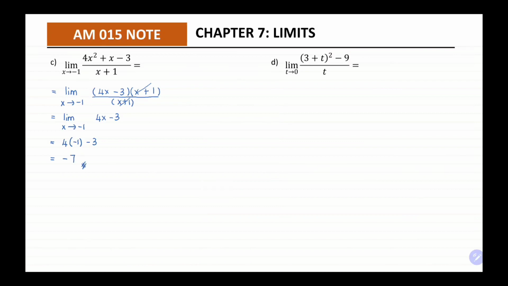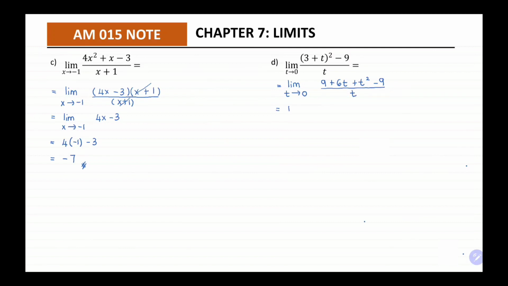And the last question for factorize, we have limit t approaches 0 of (3 plus t) squared minus 9 divided by t. First, we try to substitute t equals 0 into the function, so we get 9 minus 9 over 0. So we get 0 over 0. Means we can solve this one. We need to use factorize. We expand first. So we get 9 plus 6t plus t squared minus 9 over t.